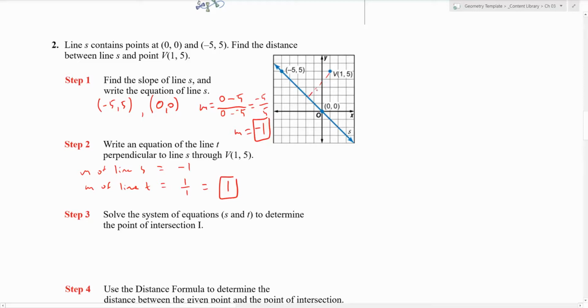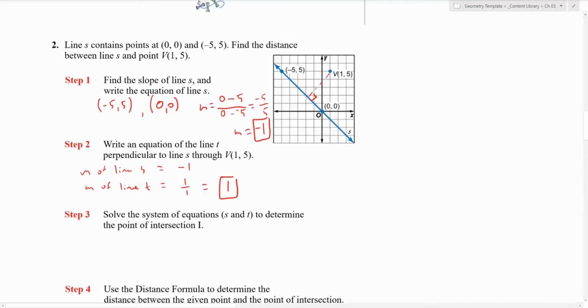Okay, it's this line right here. It's perpendicular. I don't know where it intersects with this line. I don't know if its point of intersection on line S has integer values or if it's fractional values. I'm not sure, okay? But let's come up with an equation for line T.